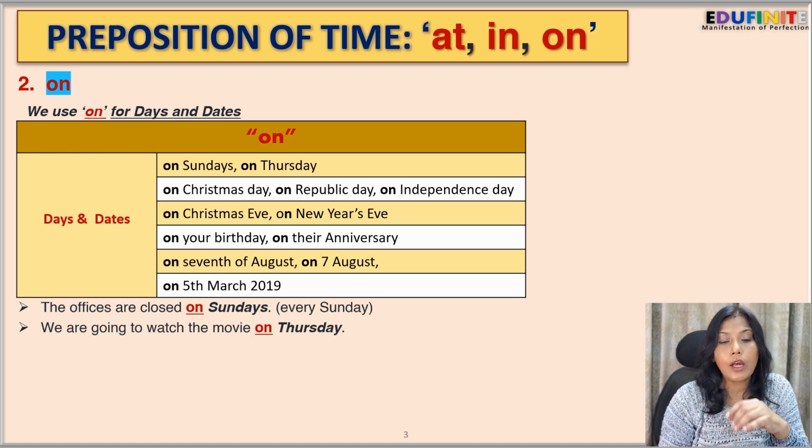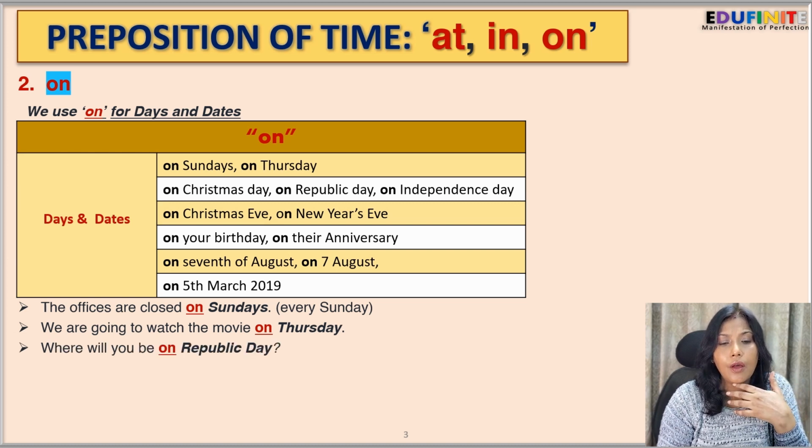Next, we are going to watch the movie on Thursday. So again, the coming Thursday, or the Thursday of this week, as the Thursday approaches. Maybe today is Tuesday or Monday, and I'm talking to someone, maybe my friend has asked, when are you going to watch the movie? So I told her that we are going to watch the movie on Thursday.